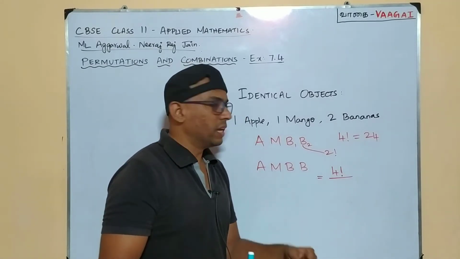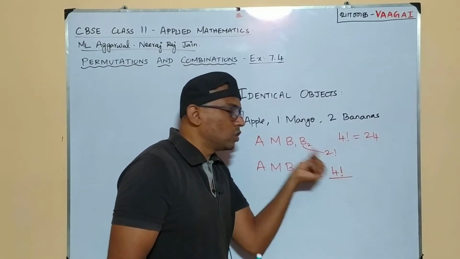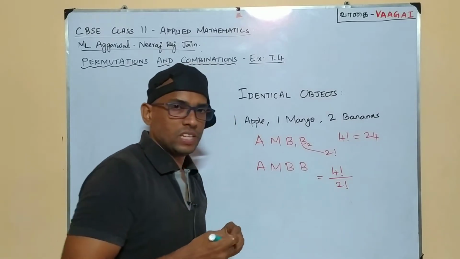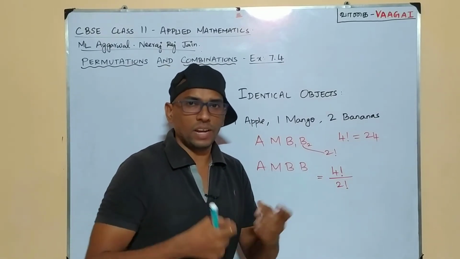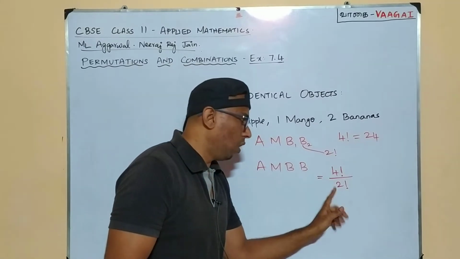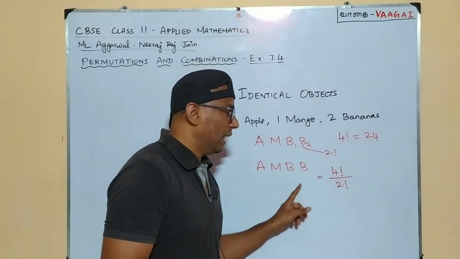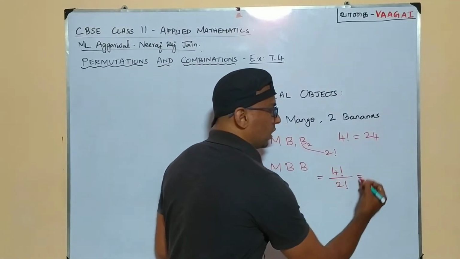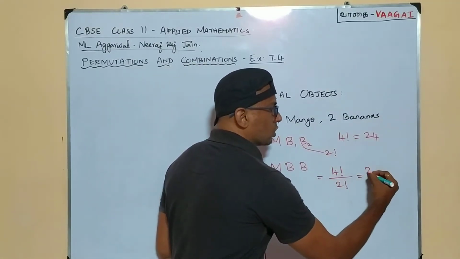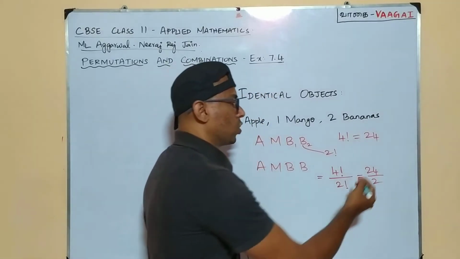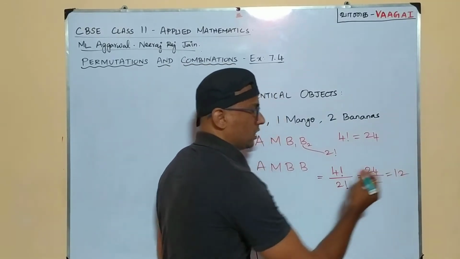What we can do here is divide this by 2 factorial, because in each of those 4 factorial ways we will have 2 factorial extra ways. So to avoid those extra copies we need to divide by 2 factorial, and this will give you the answer. Now what will be the complete answer? The answer is 4 factorial, which is 24, divided by 2 factorial, which is simply 2, right? So our answer is 12.